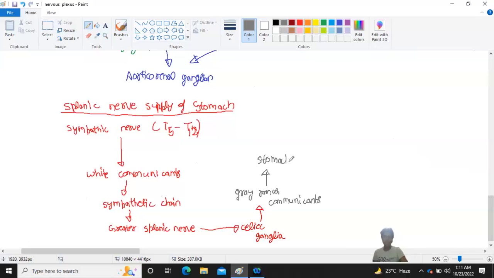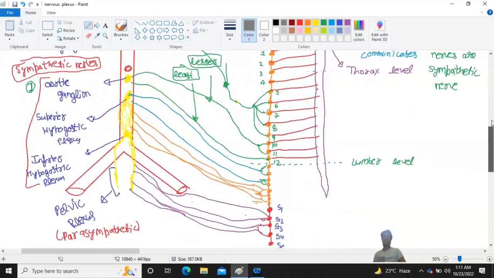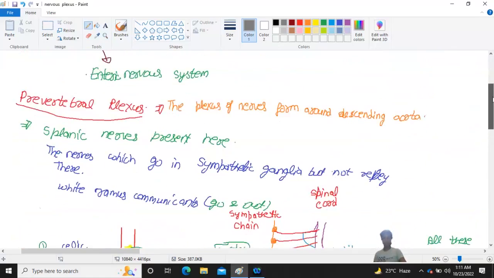So how does the sympathetic supply reach the stomach? Like this. This is the sympathetic supply of the stomach through the splanchnic nerve. So all these organs get sympathetic supply, directly or indirectly, relayed by this method, basically the splanchnic nerve method in the abdomen region.